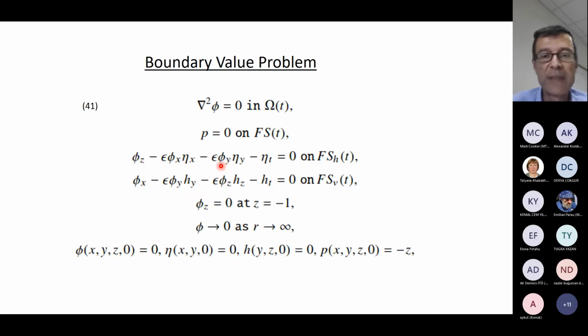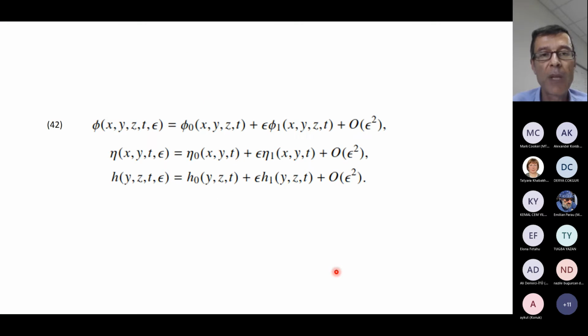So two free surfaces, and pressure atmospheric on the free surfaces, the dynamic condition. On the horizontal and vertical free surfaces, we have kinematic conditions. And at the bed, we have slip condition and radiation condition, and initial conditions implying that the fluid is at rest and the pressure is hydrostatic initially. Again, we assume that this expansion is valid for small times. So epsilon is a small parameter denoting small times.